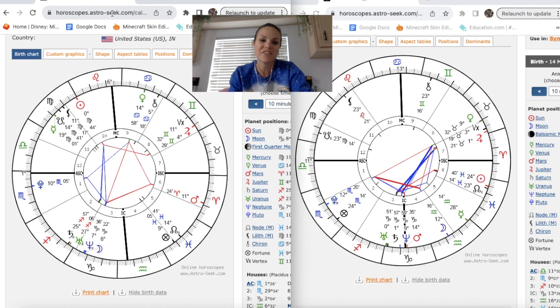So we find our Venus tells us how we express that. And then looking at someone else's chart, it's how they express it and how they best receive love, how it's easiest for them to receive love.